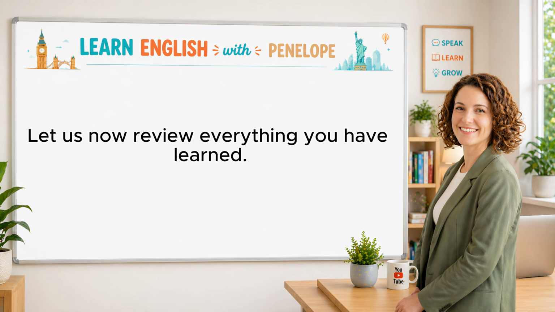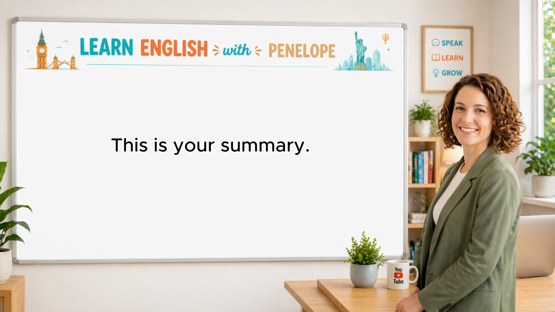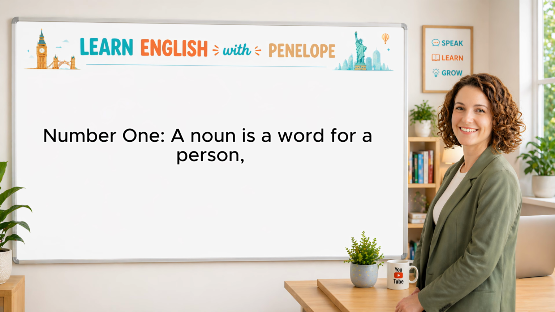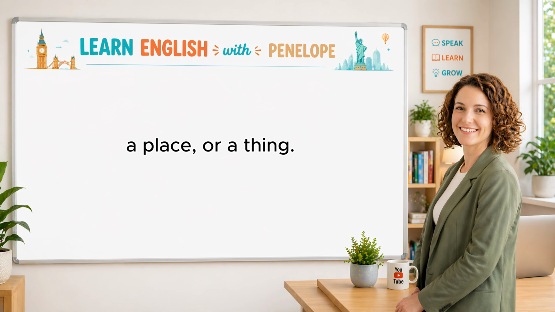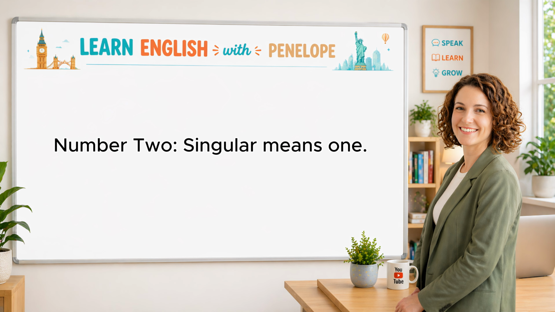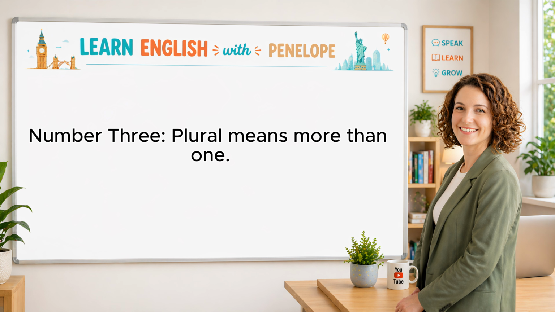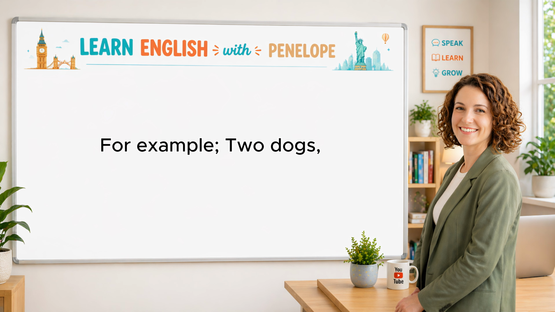Let us now review everything you have learned. This is your summary. This is everything you need to remember. Number 1, a noun is a word for a person, a place, or a thing. Number 2, singular means one. For example, one dog, one book, one chair. Number 3, plural means more than one. For example, 2 dogs, 3 books, 5 chairs.